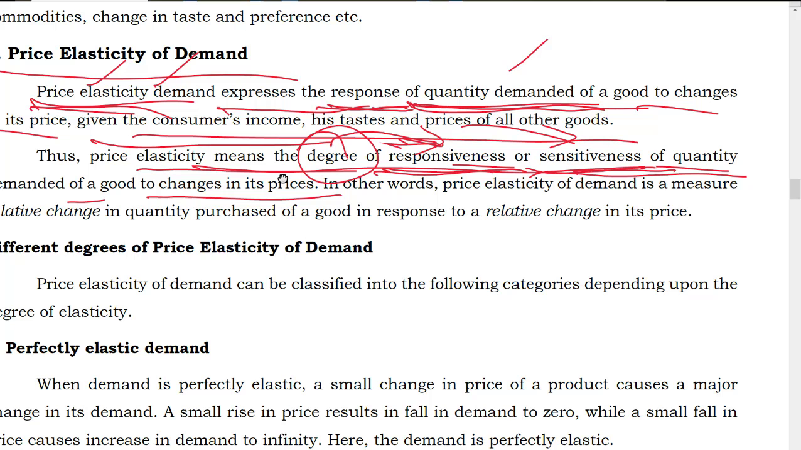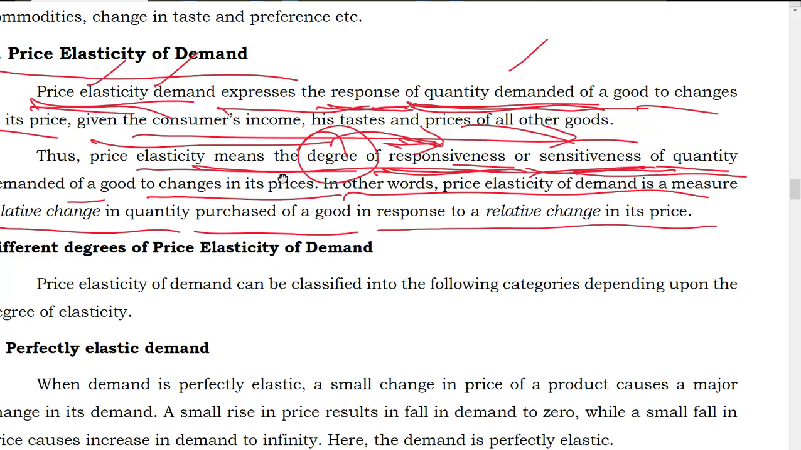Quantity demanded is a function of price only. In other words, price elasticity of demand is a measure of relative change in quantity demanded of a good in response to relative change in its price. Now there are different degrees of elasticity. Actually, it is not types, it is degrees.